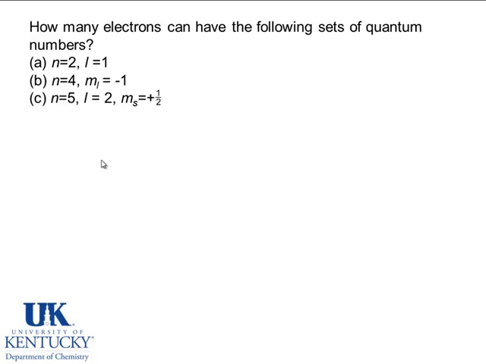The purpose of this lesson is to make sure that you understand the connections between the quantum numbers and to understand what they're telling you about the electrons that have these quantum numbers. So we're going to look at how many electrons in an atom can have the following sets of quantum numbers.